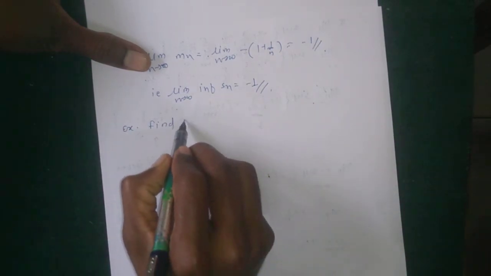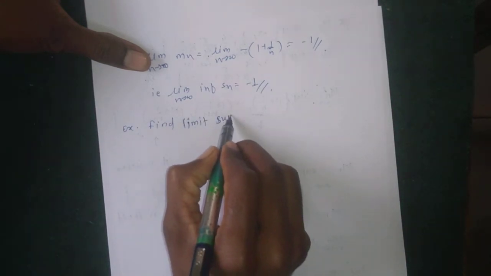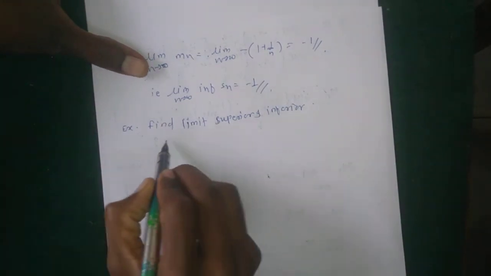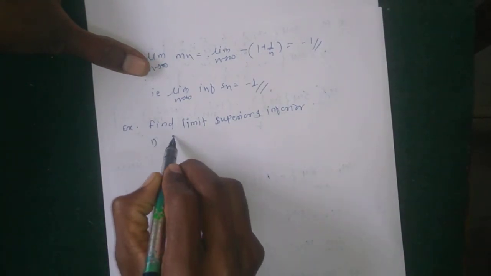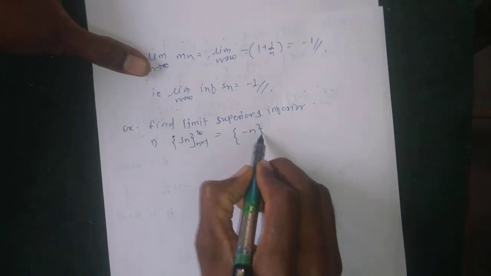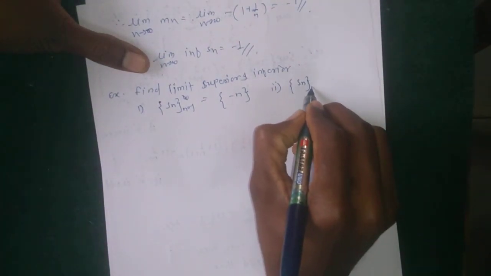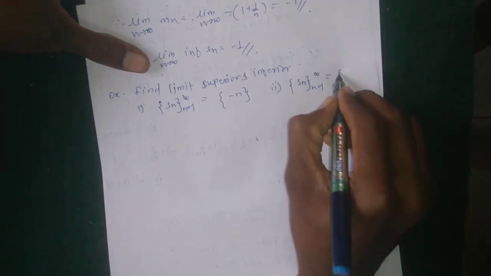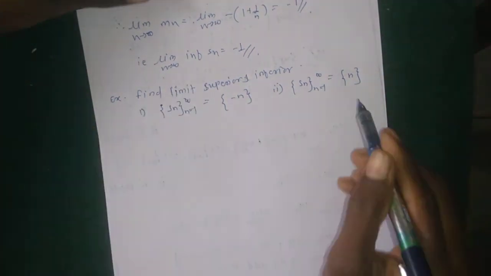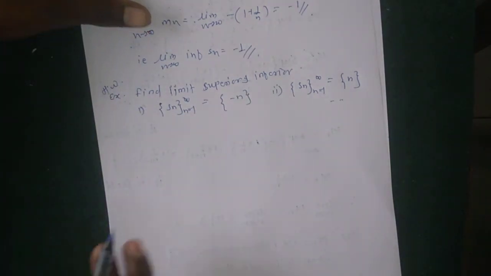So next example, find the limit superior and inferior for the sequence Sn, where n runs from 1 to infinity, is equal to minus n. Then a second sequence Sn, where n runs from 1 to infinity, and so on. In this way, find their limit infimum and supremum.